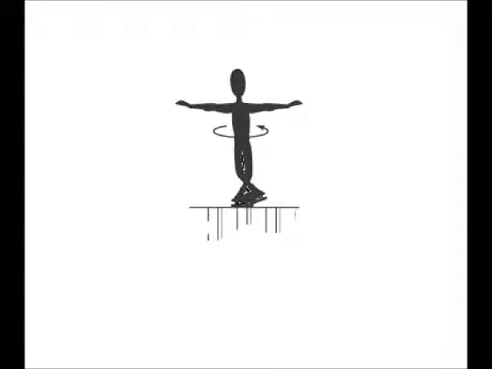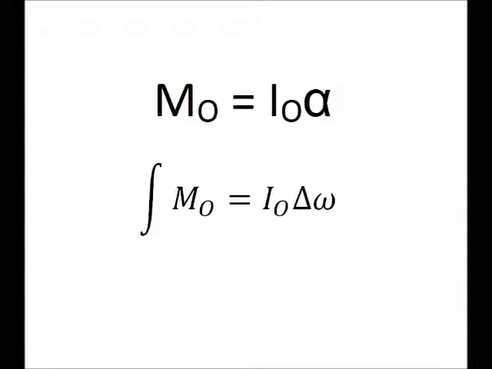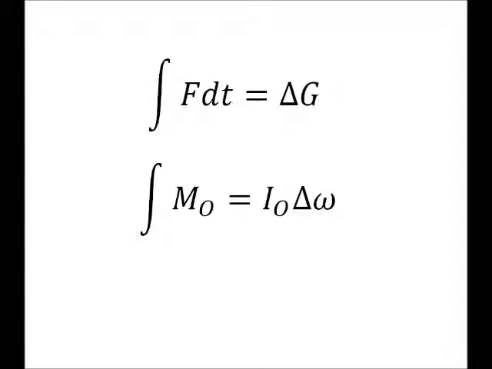Angular momentum about a point O can be defined as HO equals IO omega. If we carry out similar calculations as before, we find that MO equals IO alpha, and the integral of MO equals IO omega. Using these two equations for angular and linear momentum, we can analyze the motion of the body. Note that as a result of using impulse momentum, we know that momentum is constant in the absence of external forces, which is useful when analyzing systems of rigid bodies.